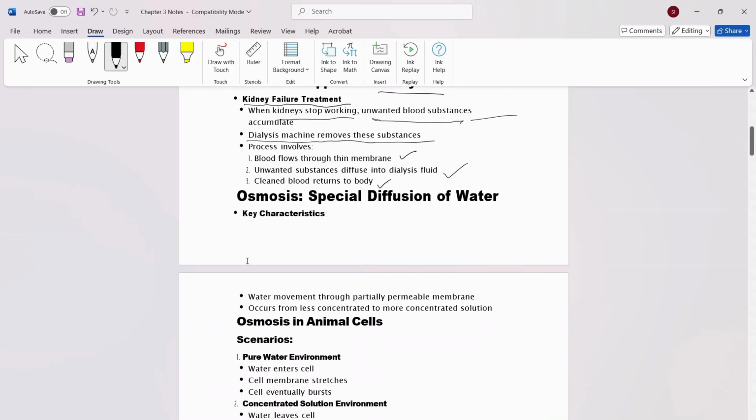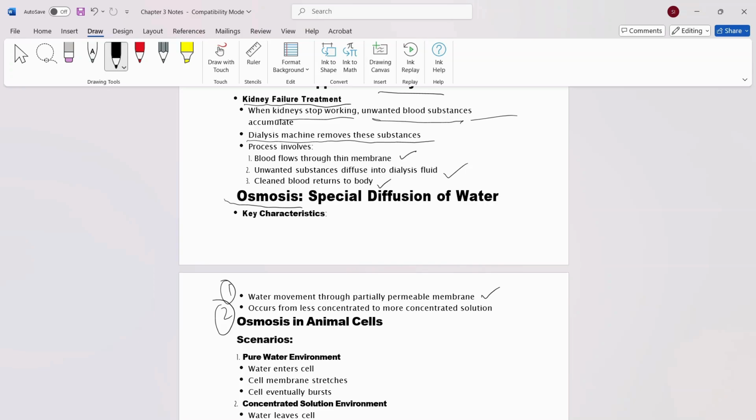The next concept is also very important, that is osmosis, special diffusion of water. Now what are the key characteristics here? Number 1, water movement through a partially permeable membrane. Partially permeable membrane we studied in our old chapter as well, where I told you that partially means that it does not allow all particles to cross through the membrane. If it is not partial, then it is fully permeable. It means it allows all substances to pass through.